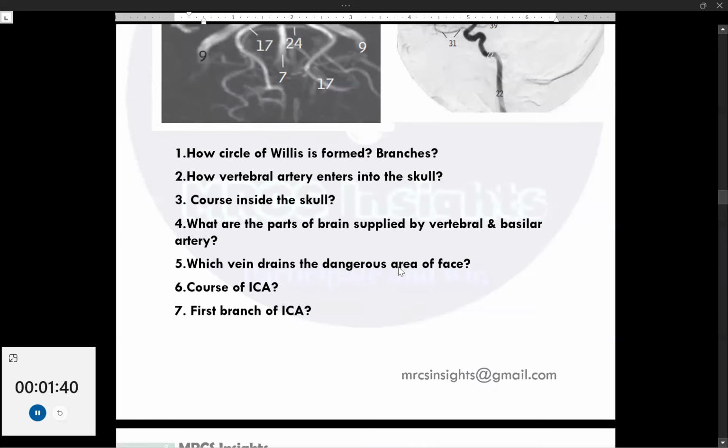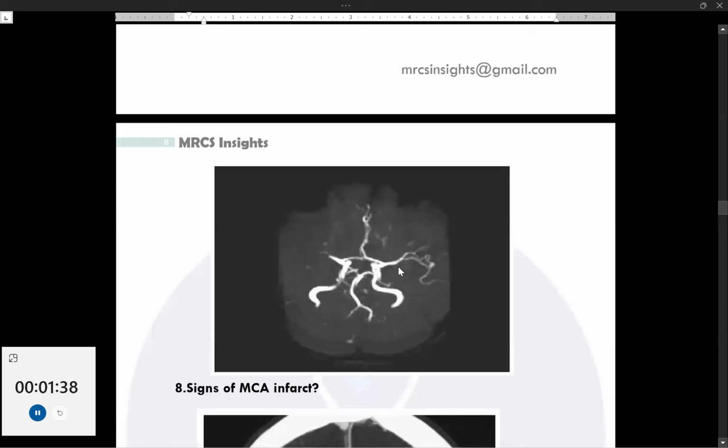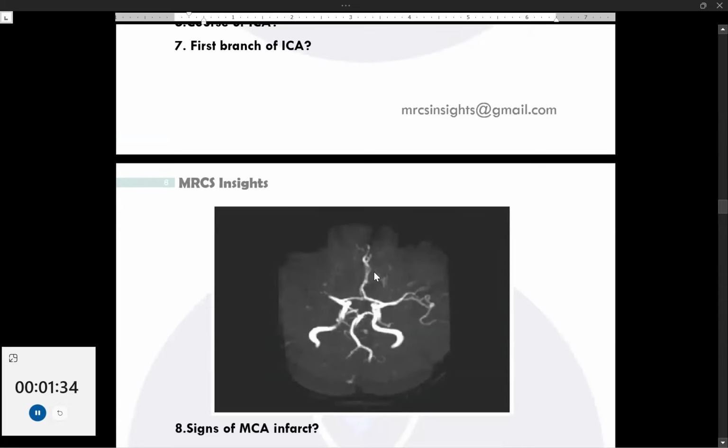Okay, excellent. So in this image, what will be your diagnosis? Ma'am, on the right side there is a middle cerebral artery infarction. Excellent. So what are the signs of a middle cerebral artery infarct? There would be hemiplegia of the lower half of the contralateral face and then hemiplegia of the contralateral upper and lower extremities of the body.